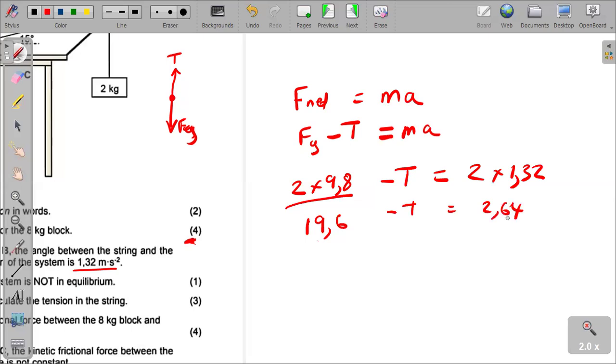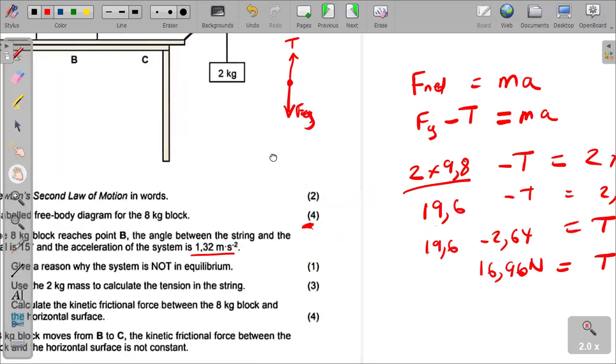Hence, we can transpose them. 19.6 minus 2.64 is equal to T. Right? So therefore, T is equal to 16.96 Newton. This becomes our tension. We have arrived. Right? So that's our tension. There we have answered that question.